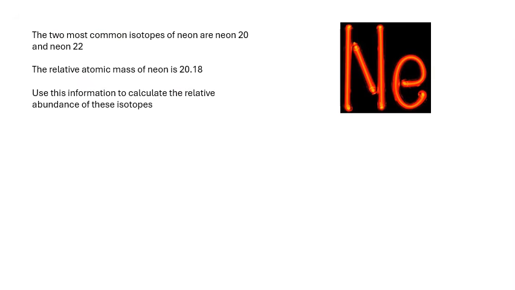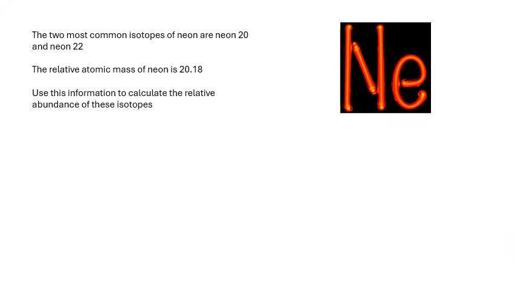Here's another one. Maybe you want to have a go at this one yourself. The two most common isotopes of neon are neon-20 and neon-22. The relative atomic mass of neon is 20.18. Use this information to calculate the relative abundance of the isotopes.